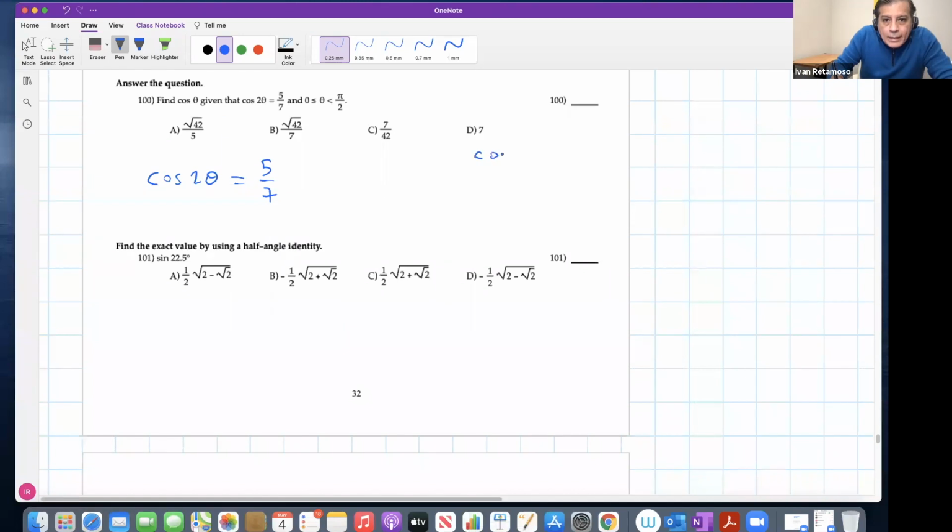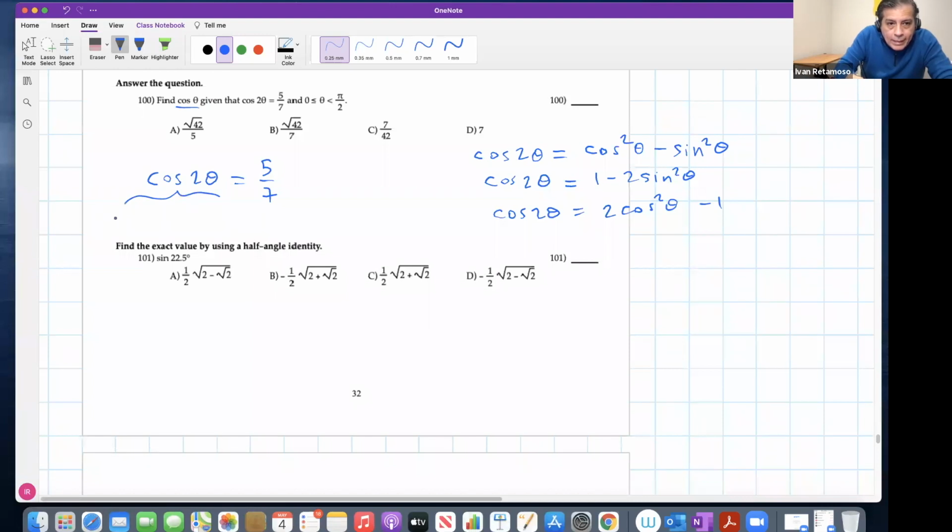Yeah, remember for cosine of 2 theta, we have 3 formulas. First formula is this, cosine square of theta minus sine square of theta. Second formula, it's all on our sheet, the unit circle sheet, is 1 minus twice sine square of theta. Third formula, cosine of 2 theta is equal to twice cosine square of theta minus 1. I'm going to use this version here because I'm after cosine of theta, right? I want to find out what cosine of theta is. So I will replace this guy by 2 cosine square of theta minus 1. You follow, guys? Because I'm looking for cosine theta.